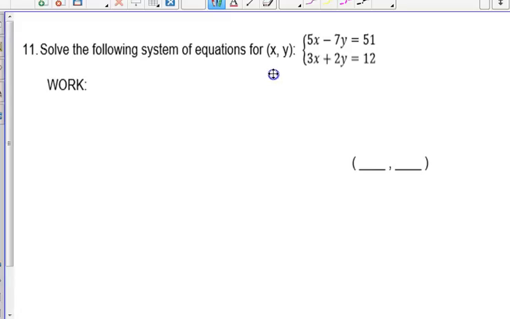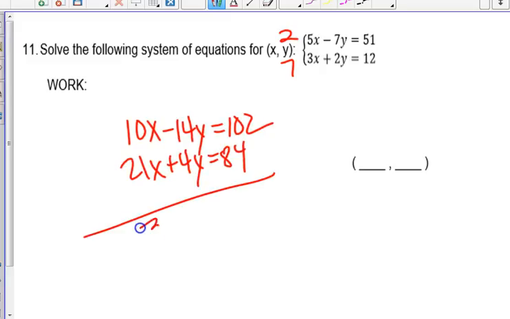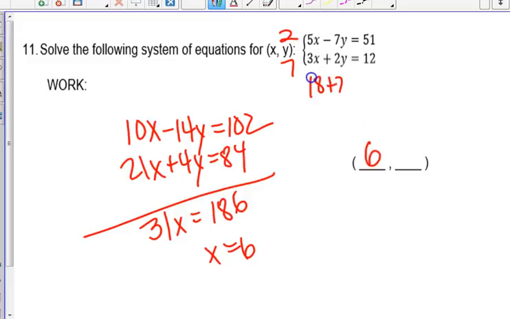All right, number 11. You can do it by hand, you could use a matrix, anything you want. If I do it really fast by hand, I'll probably get it wrong, but I would have 10x minus 14y equals 102, 21x plus 4y equals 84, which is 31x equals 186, x equals 6. So I plug the 6 back in up here. Get 18 plus 2y equals 12, 2y equals negative 6, y equals negative 3.